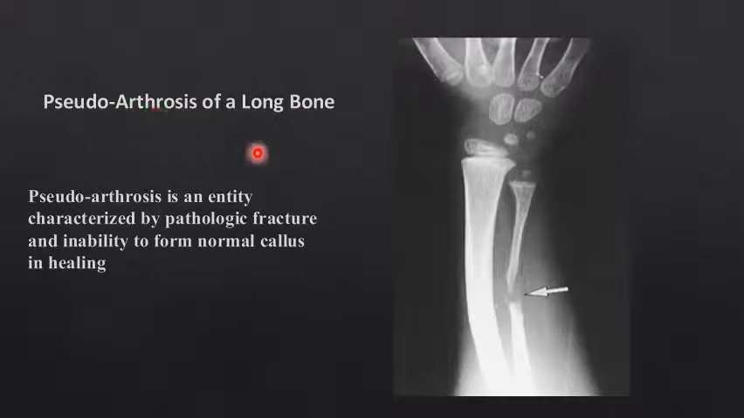Pseudoarthrosis of long bones. Pseudoarthrosis is nothing but a pathological fracture where there is inability to form a normal callus and there is failure of healing of the bone. Here the midshaft of the ulna is fractured and there is no normal callus formation, resulting in a pseudoarthrosis of the fracture ends.